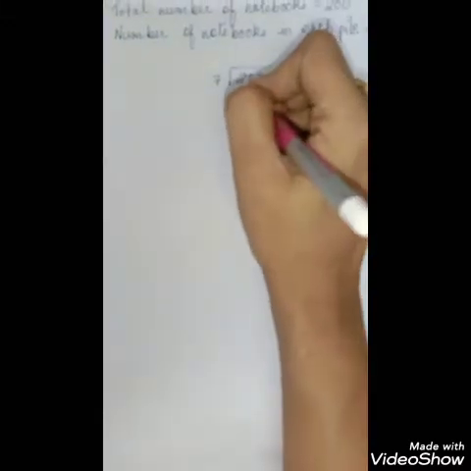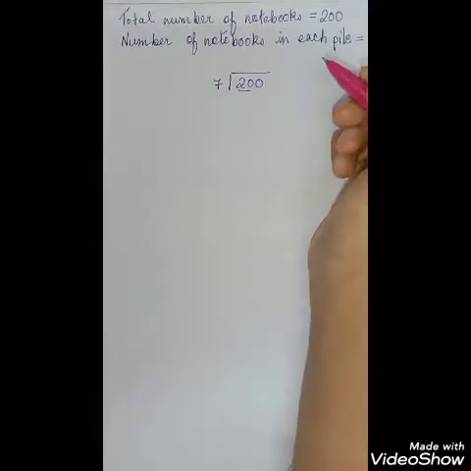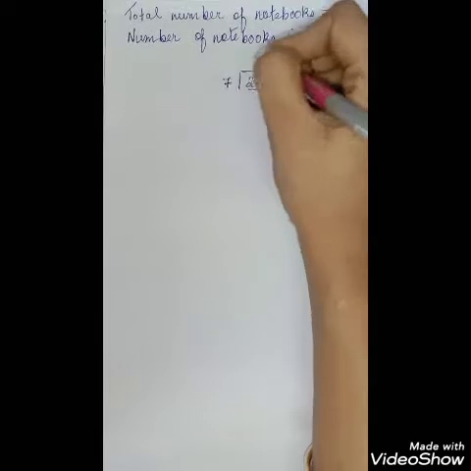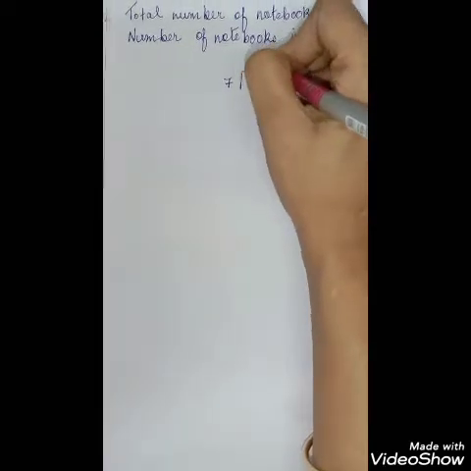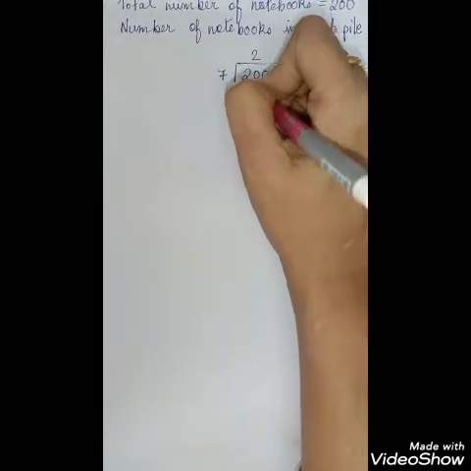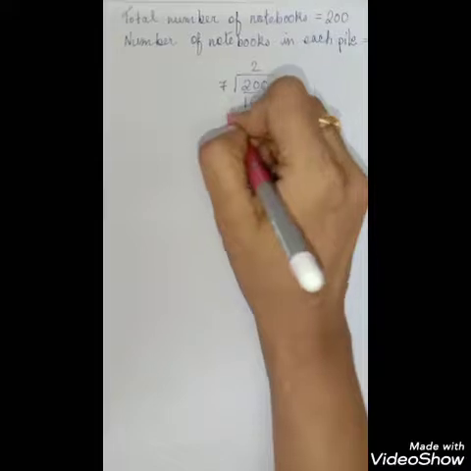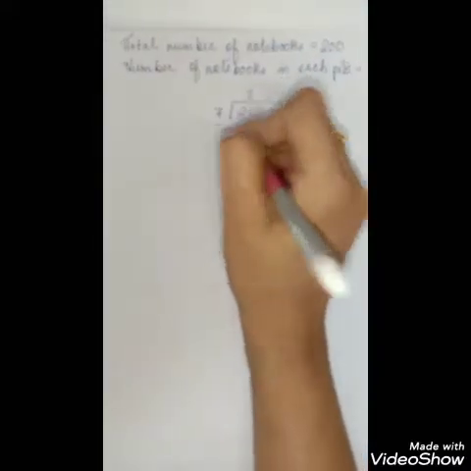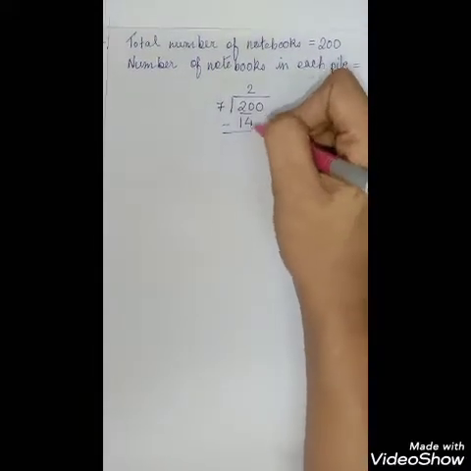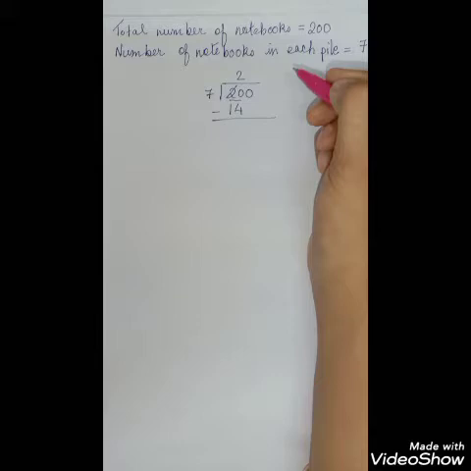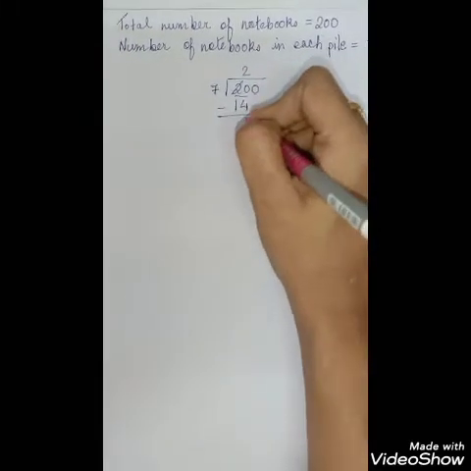So take first 2 digits, that is 20. How many times 7 goes in 20? 7 2 times is 14. Yes, now subtract it. We cannot subtract 4 from 0, so we have to borrow 1, making it 10. 10 minus 4 is 6.